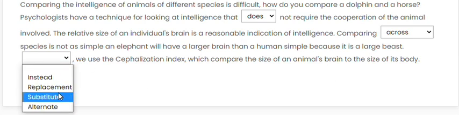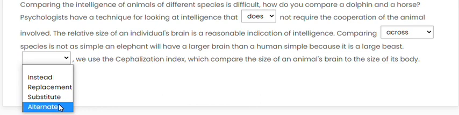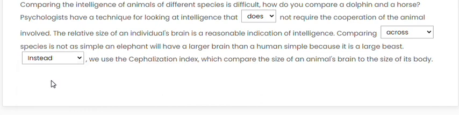So instead, replacement, substitute, alternate. Out of these four options, only one is used with a comma as a connector, which is instead. When we want to say that the previous thing is not what we do, and instead of that we do the next mentioned thing. That is how we use the word instead.